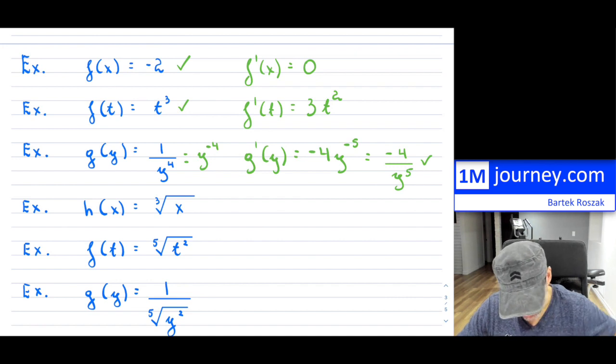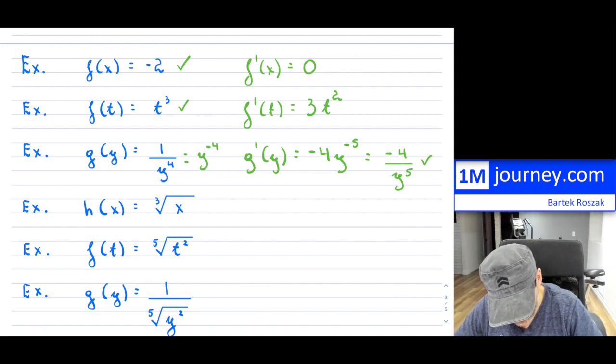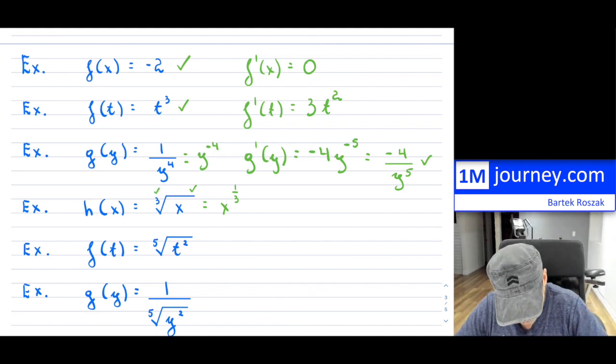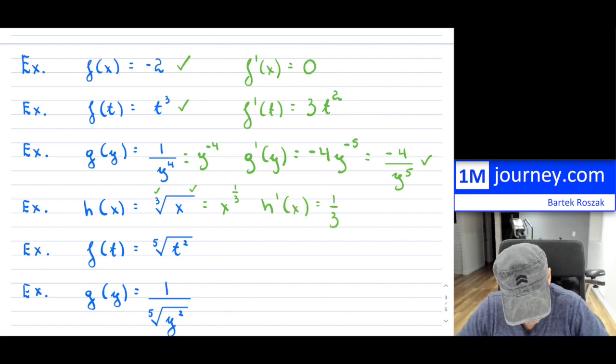Now, continuing on. So for the next example, I would write it out as x to the 1/3. This is the radical, but it's the third root of that. So now if I wanted to take the derivative of h with respect to x, this would have been nothing else but 1/3 x to the 1/3 minus 1, which would have been -2/3.